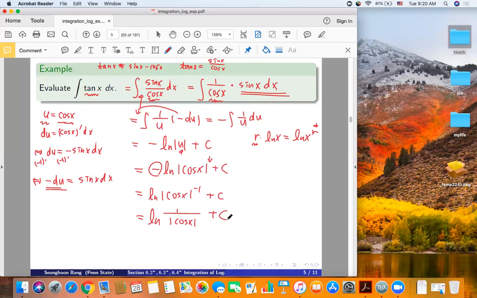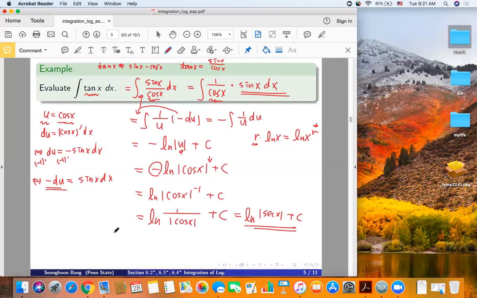So do you remember one more identity? What is the identity of 1 over cosine of x? Could you write your answer? What do you think? Is it the secant x? Yeah, this is secant x. Yeah, thank you. This is ln absolute value of secant of x plus c. That's it. This is the final answer.